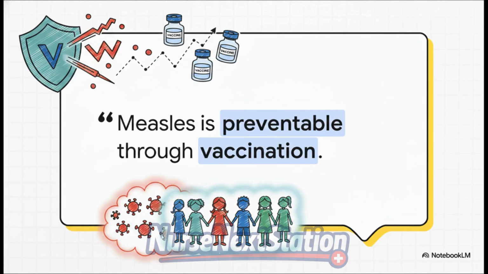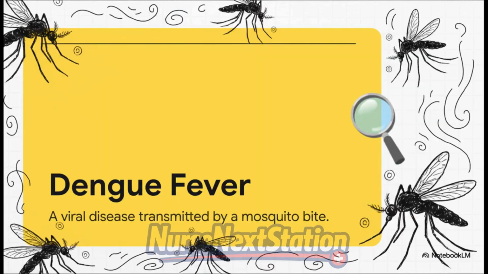The MMR vaccine is one of the greatest public health tools we have, period. All right, next up, dengue fever. Now we're shifting gears. The transmission isn't through the air, it's from a mosquito bite. This changes how we think about prevention, but it definitely doesn't change how serious this illness can be.